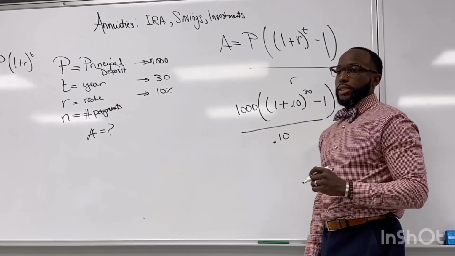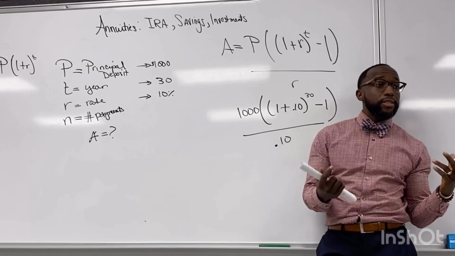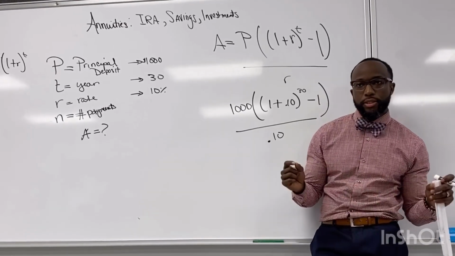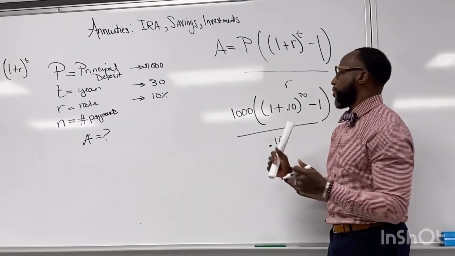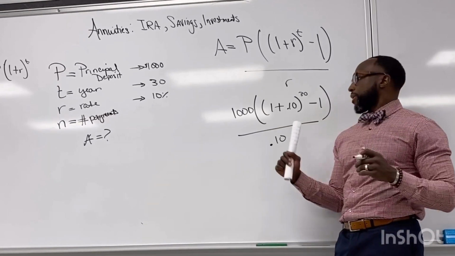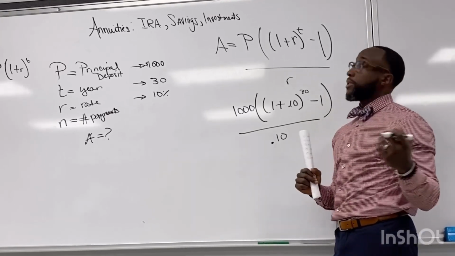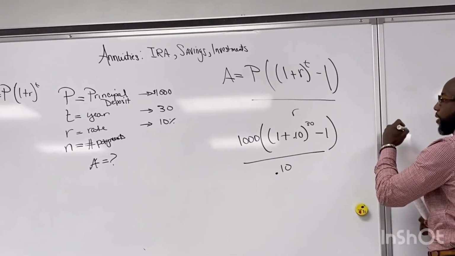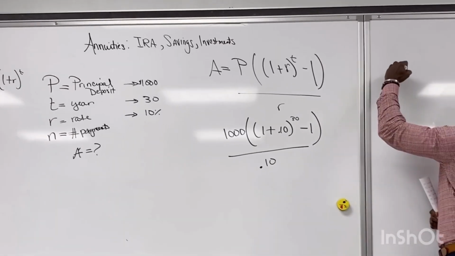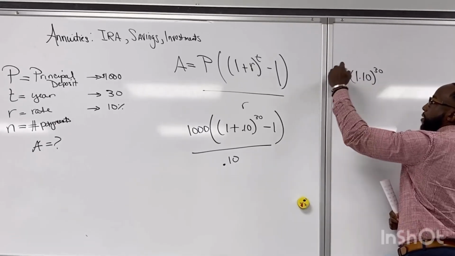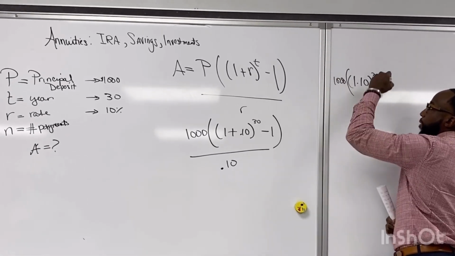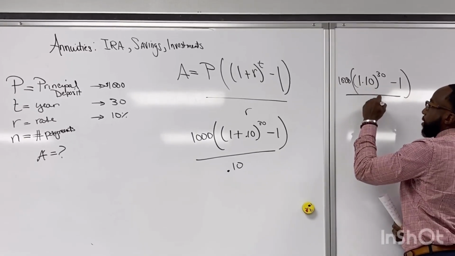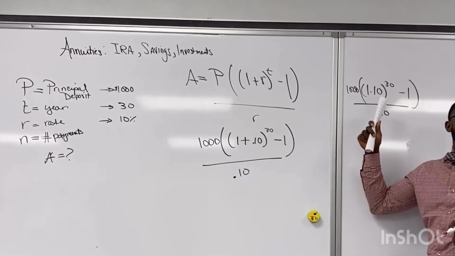Because this equation is so long, you could put it all in the calculator at one time, but you need a lot of parentheses. Or you can break it down and work it out like we do PEMDAS. The first thing we've got is 1 plus 0.10, which is 1.1, to the 30th power. You've got 1,000 on the outside, then 1.1 to the 30th power minus 1, all over 0.10.